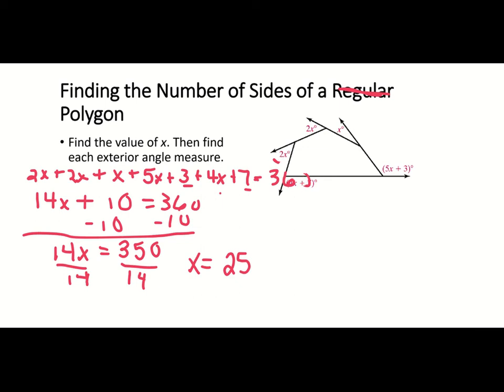And then they want us to go back and figure out the angle measures of each angle. So if x is 25, this angle right here is 25. 2 times 25 will give me 50, and that will be the same for both of those. And then 4 times 25 is 100 plus 7 will give me 107 degrees. And then 5 times 25 is 125 plus 3 will give me 128 degrees.